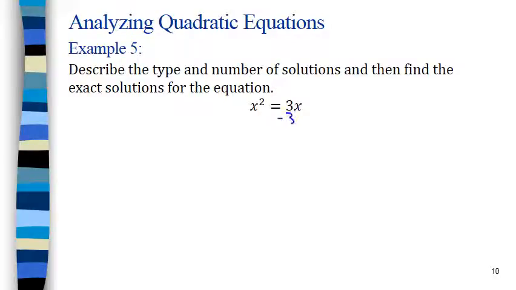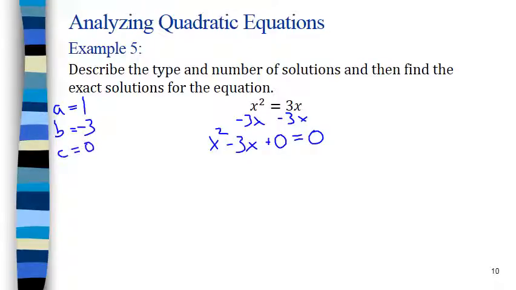So subtract 3x from both sides. So x squared minus 3x, no, there's no constant. What does that mean? I have to add 0. Okay, so plus 0 equals 0, so that means a is 1, b is negative 3, and c is 0.